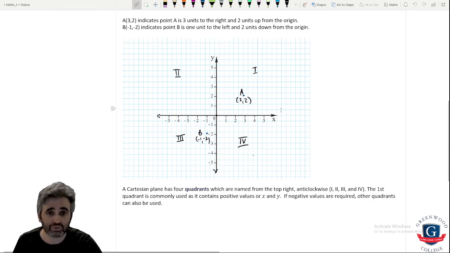A lot of the time we just work with the first quadrant because we're only working with positive values, and in our next series of slides we'll see how that could work with an example.